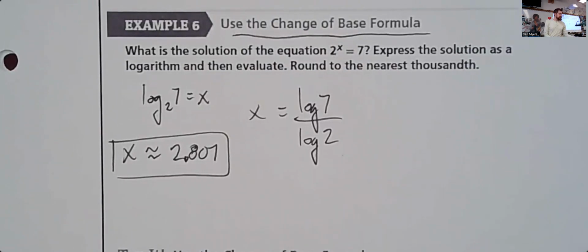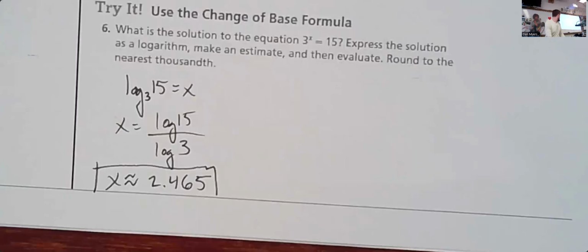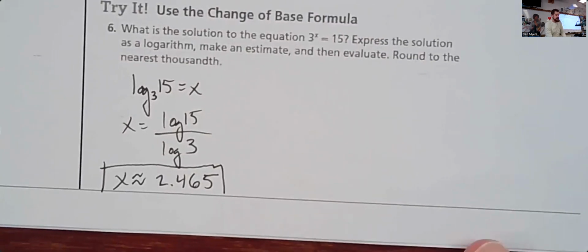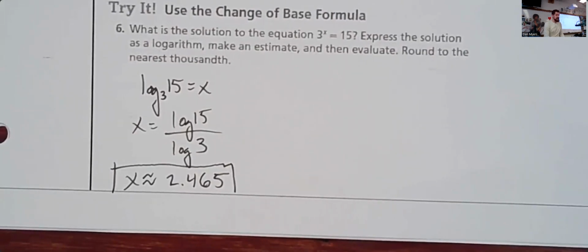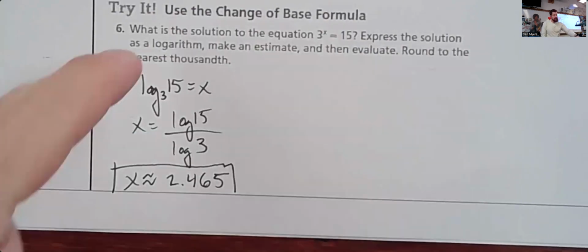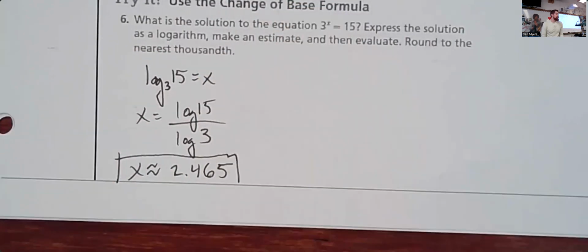So is X between 2 and 3, but closer to 2 than 3? 2.465? All right. So hopefully we wrote log base 3 of 15 equals X. And then hopefully we wrote X equals log 15 divided by log 3. And then hopefully we wrote the answer of about 2.465. So all three of those things need to be part of the answer. If this is a test question and it said to use the change of base formula, all three of those things would need to be present: convert to logarithm, write it as division in base 10, and then write your answer after that.